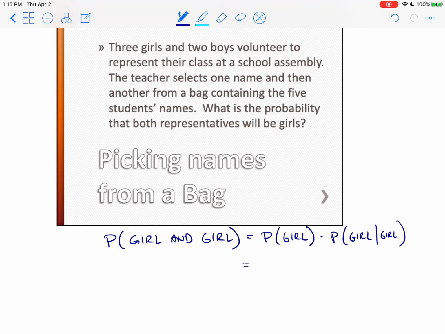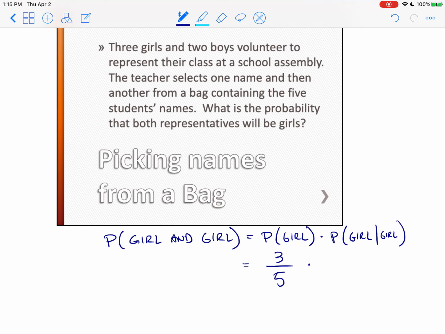So the probability that I'm going to pick a girl out of the hat, well, there's 3 girls' names in the hat. There's only 5 names altogether. But when I pick this first girl out of the hat, I don't want to pick her twice. I can't pick the same person twice as a volunteer.